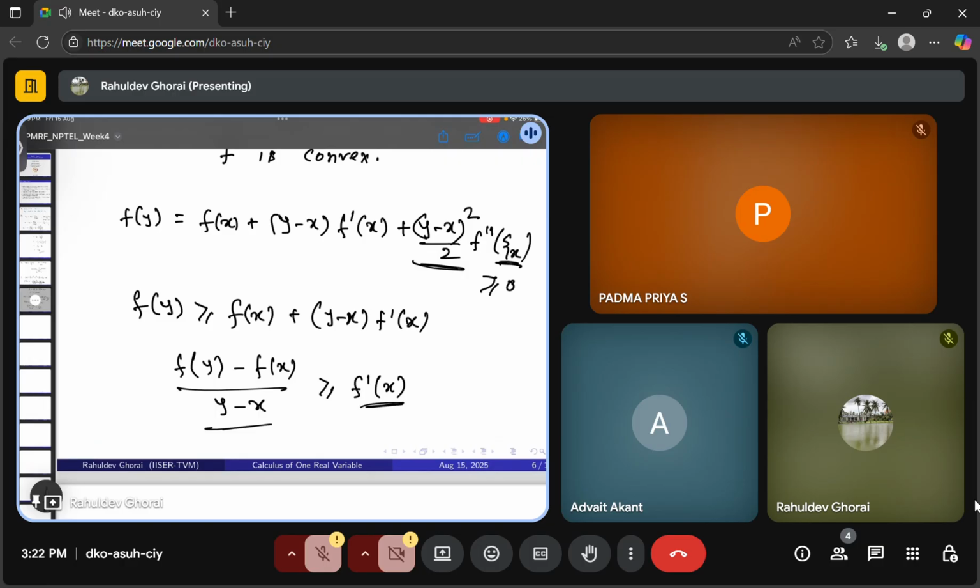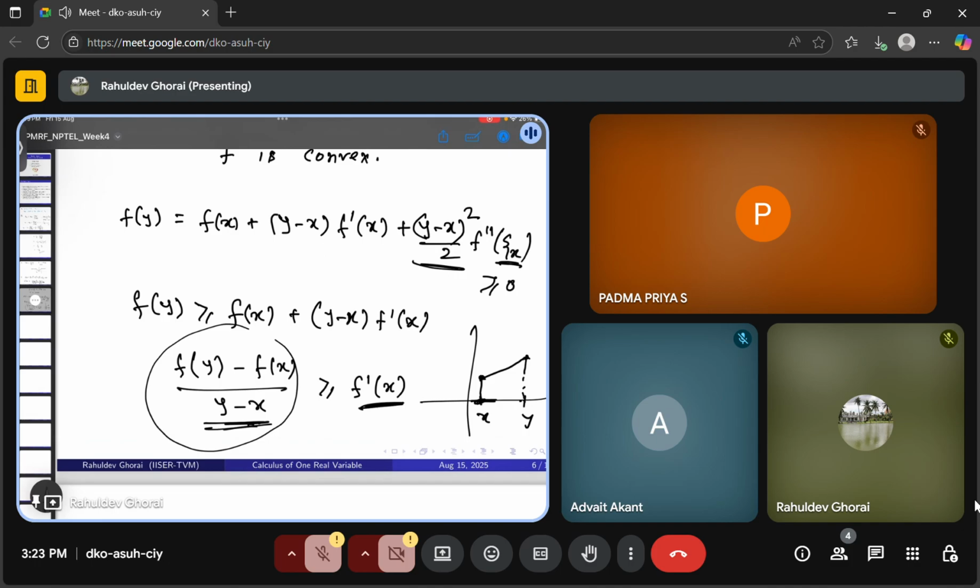So this is something that says, right? Let's say this is the x point and this is the y point. Something you can say from here: (f(y) minus f(x)) over (y minus x) is nothing but the slope of this line, and that has to be always greater than or equal to f prime x. f prime x is the tangent at the point x, right?